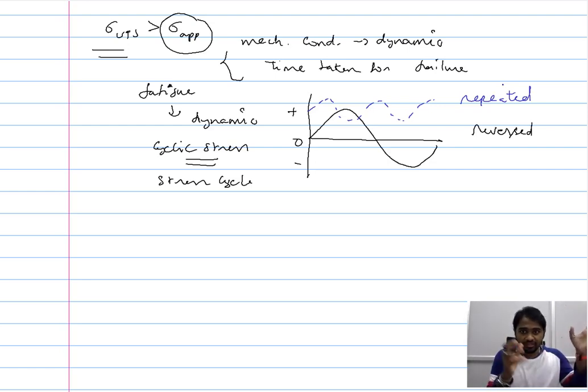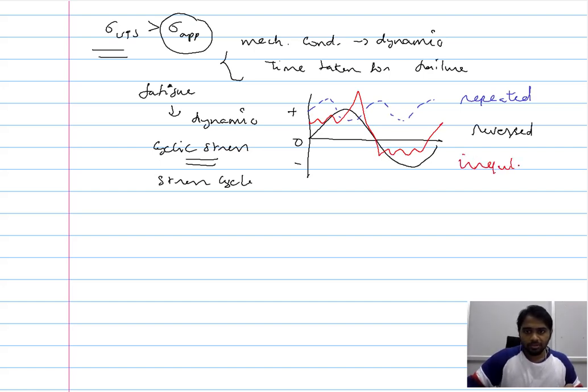So one is the reversed stress cycle, where you have a combination of compression and tension. The other is the repeated stress cycle, wherein you just have varying degrees of tension and also possibly varying degrees of compression. Finally, it is also possible to have an irregular stress cycle, with irregular, repeated and reversed forms of stress cycles.